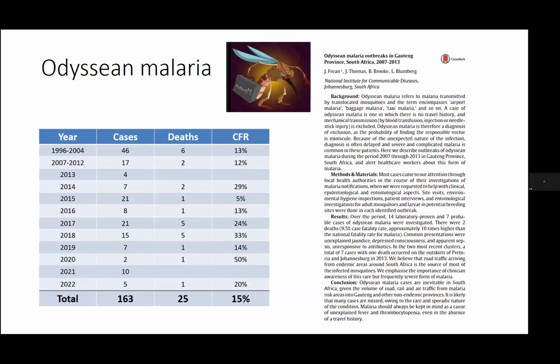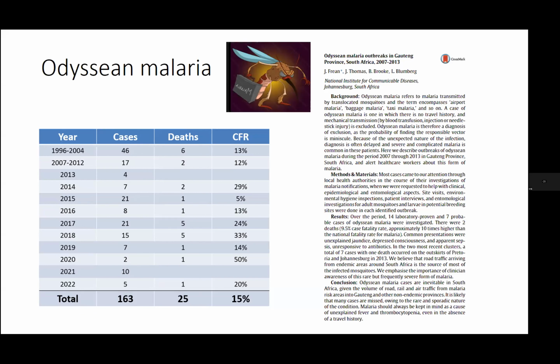So just a word about Odyssean malaria, and this is not the same as imported malaria. Odyssean malaria, or minibus or taxi or airport malaria, refers to malaria transmitted by an infected mosquito which is translocated. That is, the patient has no travel history to a malarious area, and the other more uncommon routes of transmission, such as blood transfusion, injection, or needle stick injury, have been excluded. As you can see tabulated here, the NICD has been involved in many outbreak investigations of Odyssean malaria cases over the years. There have been 163 cases between 1996 and 2022.